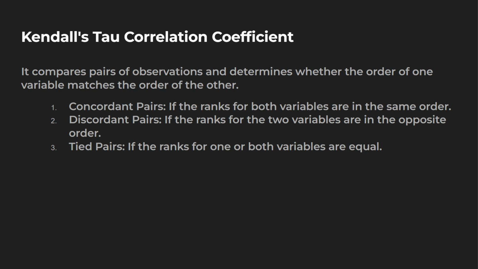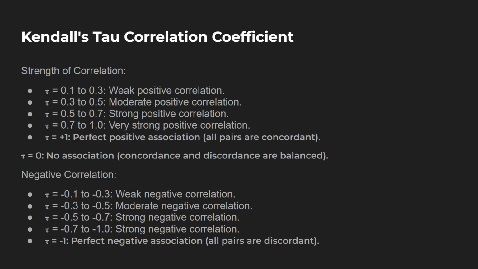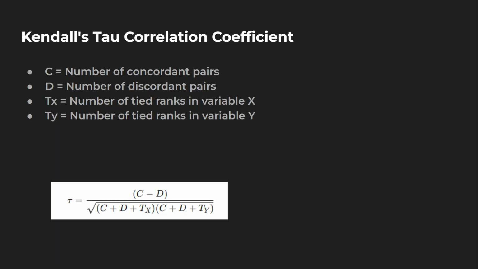All right, so we have to talk about concordant, discordant, and also tied pairs. So concordant pairs is if the ranks for both variables are in the same order, discordant if the ranks for the two variables are in the opposite order, and then tied pairs if the ranks for one or both variables are going to be equal. Also, the strength of the correlation, right? Correlation can go from 1 to -1, so that's on the screen right now.